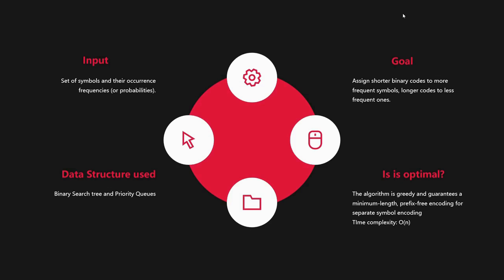The priority will be assigned according to the frequency of characters, which is how we get shorter codes for more frequent characters and longer codes for less frequent ones. The algorithm is greedy and guarantees a minimum length prefix tree encoding for separate symbol encoding. The time complexity is O(n log n).